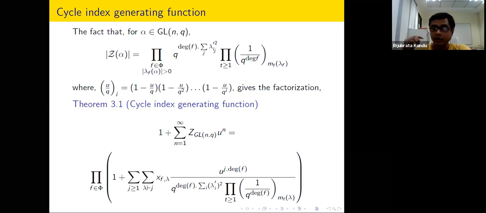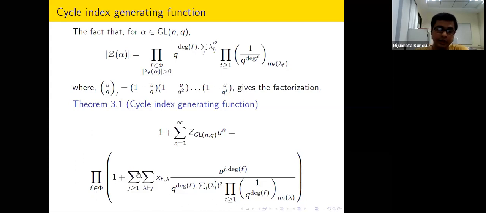So for each GL_n(q), we have a multivariate polynomial, which is the cycle index Z_{GL_n(q)}. And here is the generating function for the cycle index. Basically the coefficient of u to the power n here is the multivariate polynomial corresponding to this GL_n(q). So 1 plus the summation n equals 1 to infinity Z_{GL_n(q)} u^n can be given by this factorization here, which runs over all f belonging to capital Phi. So this is an infinite product that runs over all f belonging to capital Phi.